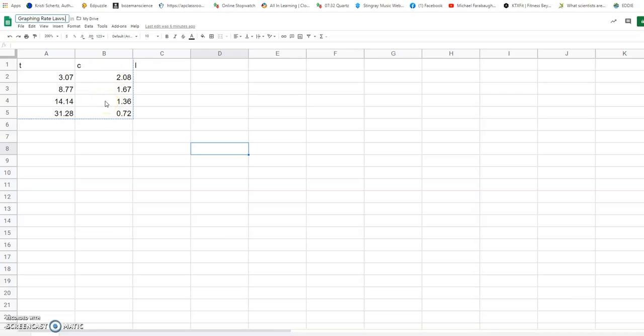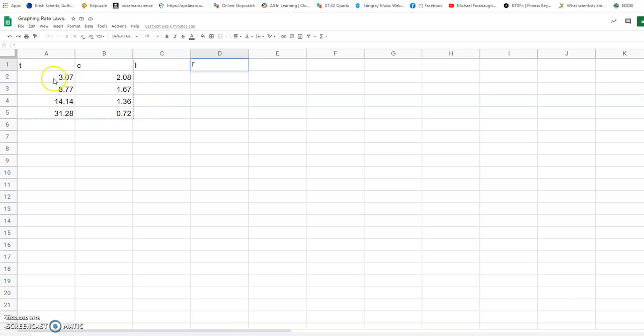Now what I want to do is to graphically determine the order of my reactions. Remember we talked about yesterday. We're going to do 3 graphs. We're going to graph T versus concentration, T versus log of concentration, and T versus reciprocal of concentration. I'm going to call that R, and see which one is linear.